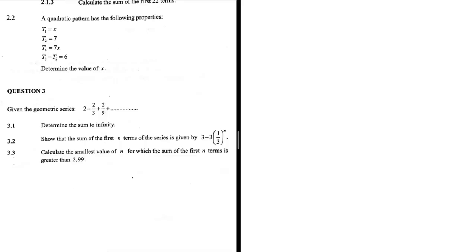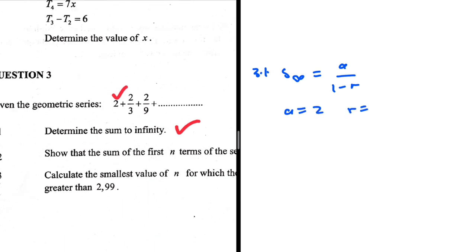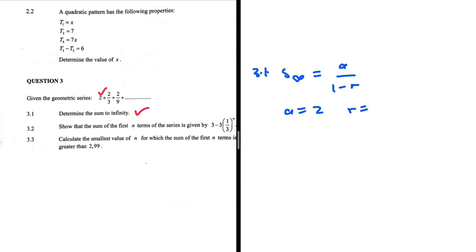Determine the sum to infinity, that is 3.1. So we know fully well that the sum to infinity is given by a divided by 1 minus r, where a is the first term. In our series, a is 2. That is easy to see. So a is 2. But what is r equal to? r is equal to the ratio of any two consecutive terms. So we can say r is t2 divided by t1, or we can say that it is t3 divided by t2, any two terms that are next to each other. Well, we can also find r using t3 and t1, but in this case, that won't be necessary.